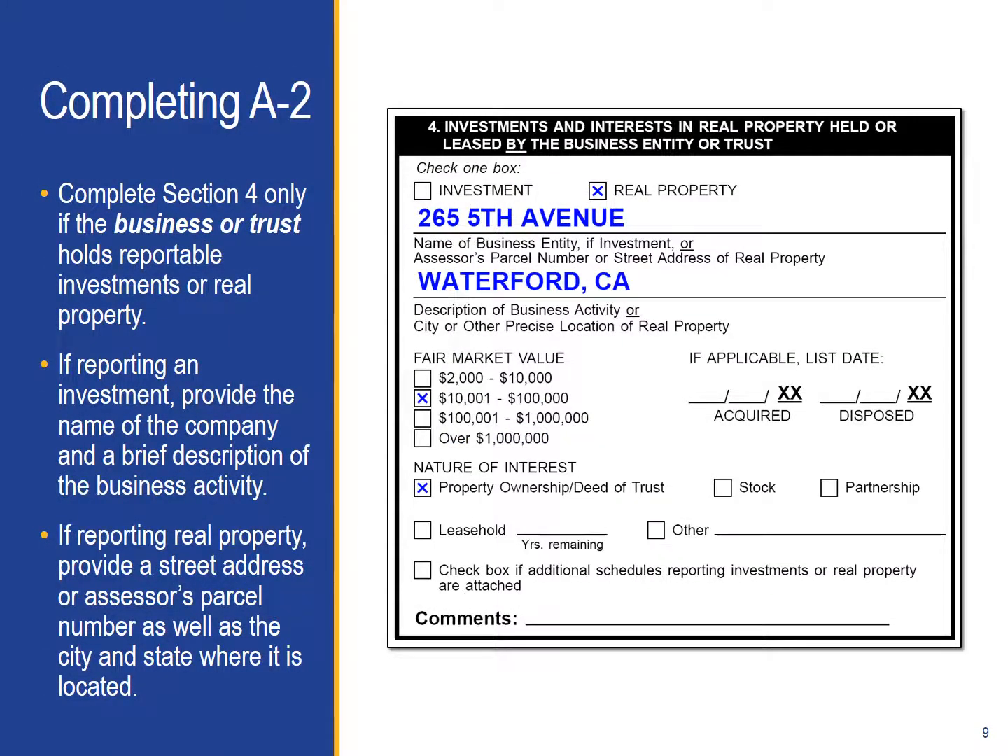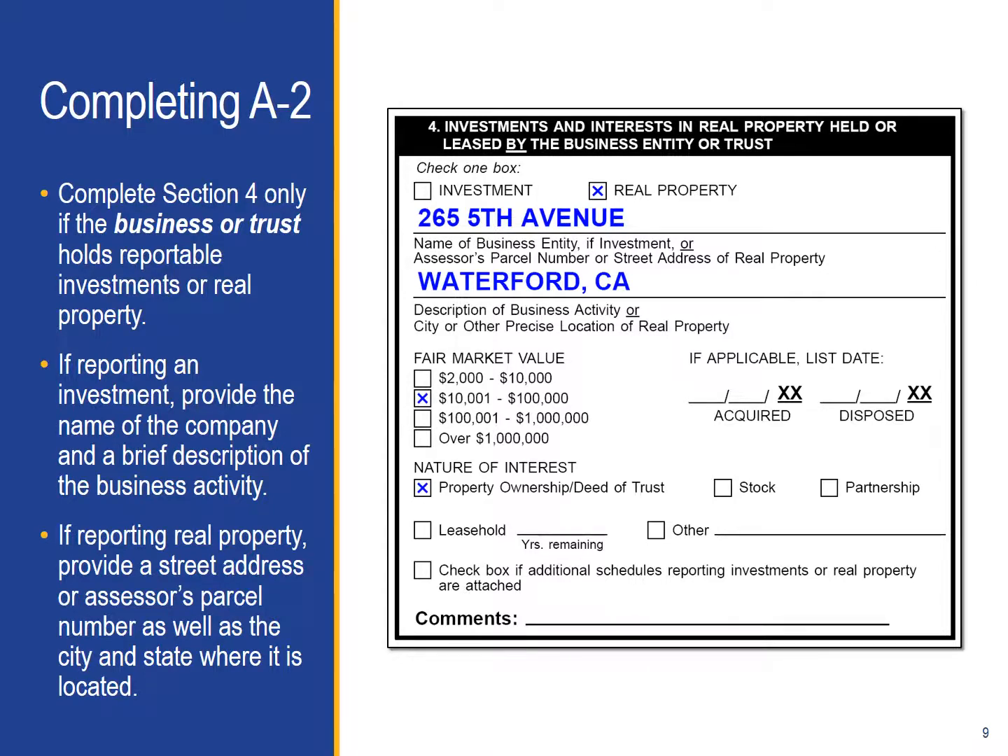You need only complete Section 4 if your business or trust has reportable investments or real property. If the interest is an investment, check the box to indicate that and provide the name of the company. If you are reporting real property, check that box and provide the address or parcel number of the property. This slide shows that Clark's consulting business owns real property in Waterford, California.